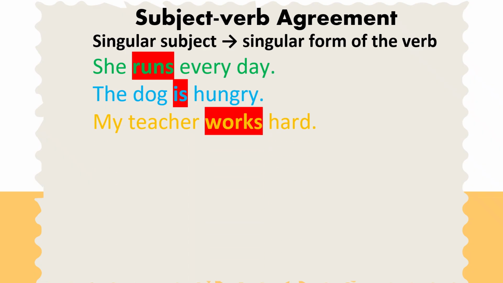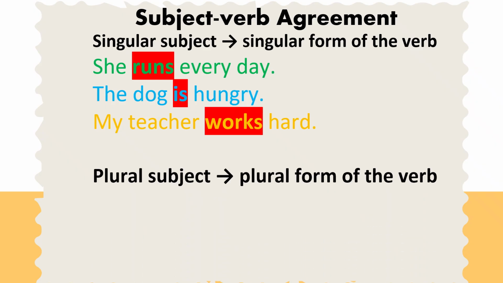Let's see another example. My teacher works hard. In this simple sentence, my teacher is the subject, and it is singular. The verb is work, and the singular form is works. We put s after it. If the subject is plural, then we should use the plural form of the verb to match it.